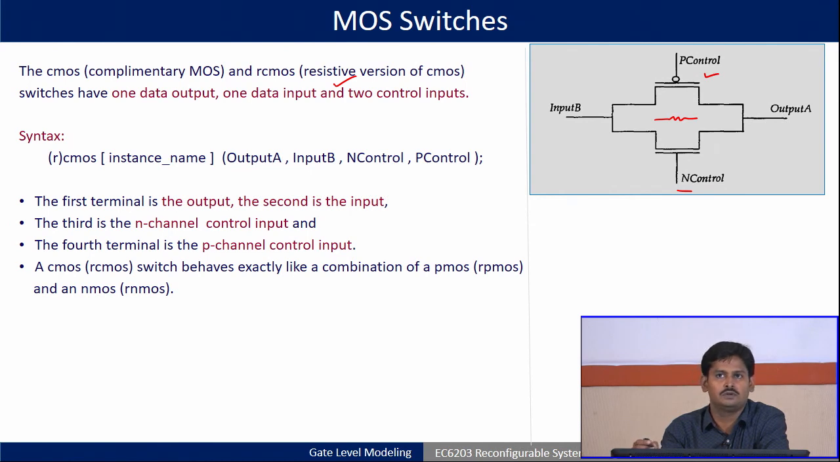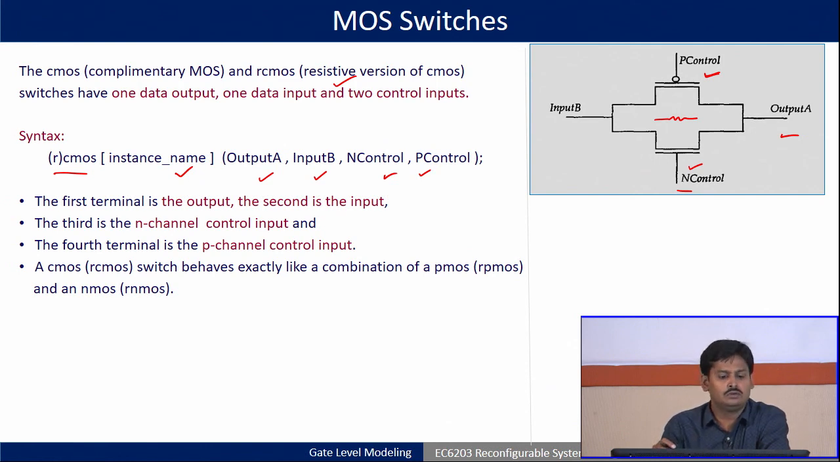or RPMOS. To model that, they have kept all these transistors in the primitive gates. That is why they have written here in bracket RCMOS, that means the same syntax will stand for CMOS as well as RCMOS. Instance name, here you have to remember your output always first, then followed by input, followed by the N control first, then the P control. So, this is the syntax you have to remember. The same thing we have written here.